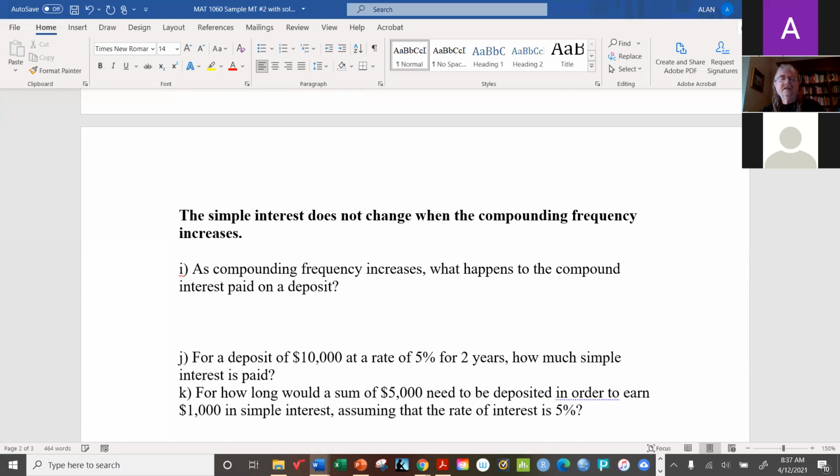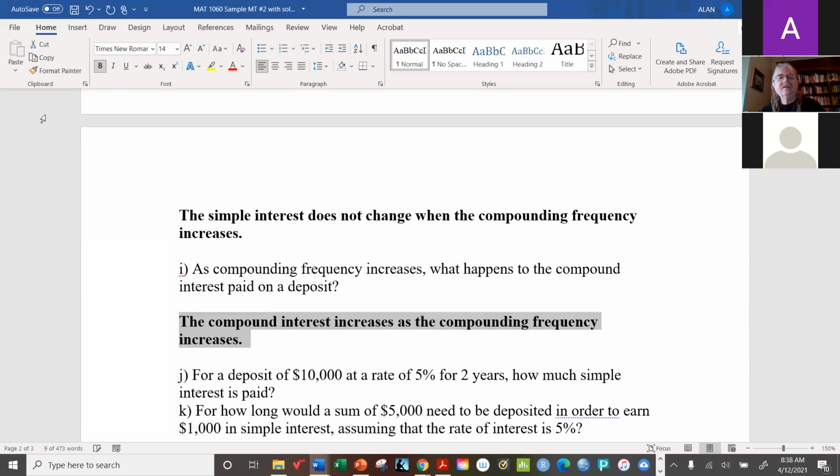But on the other hand, you can see here, this is the follow-up question, I. The compound interest increases as the compounding frequency increases. We've seen that many times. The more often the interest is compounded, the more compound interest you'll earn. So if you're borrowing the money, you want the compounding frequency to be very low. If you're lending the money, you want it to be very high.